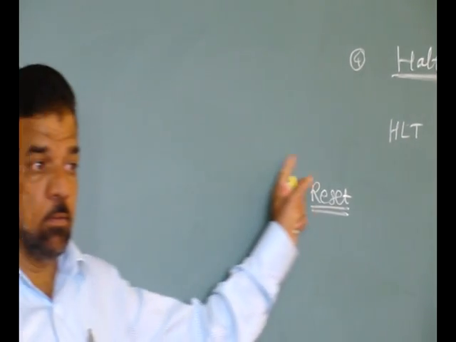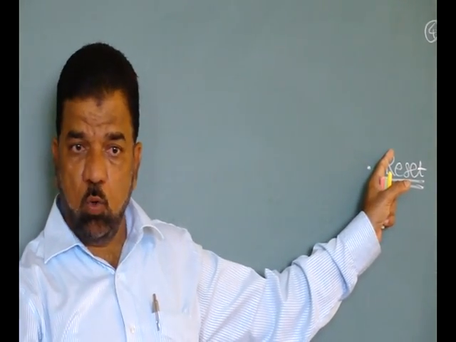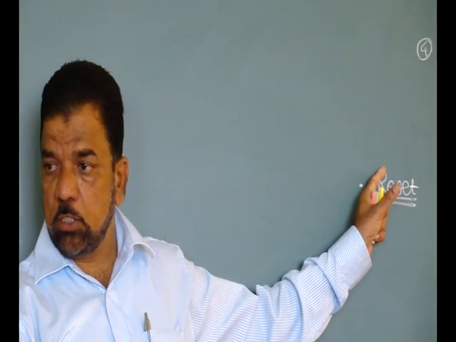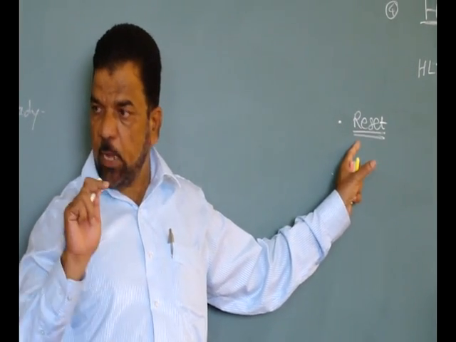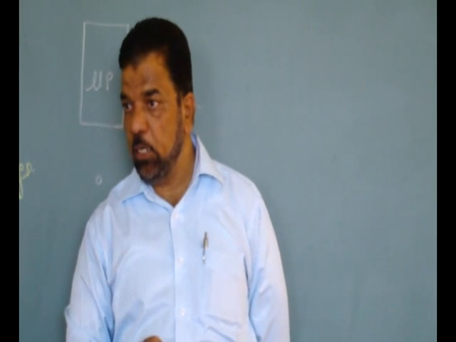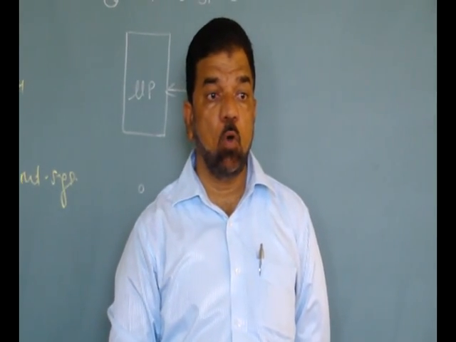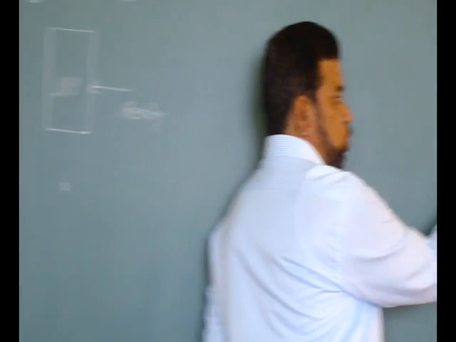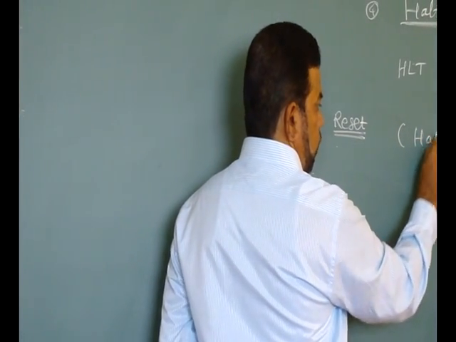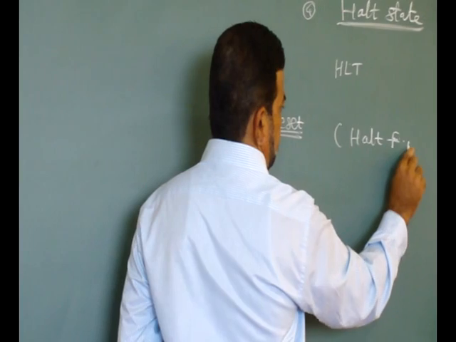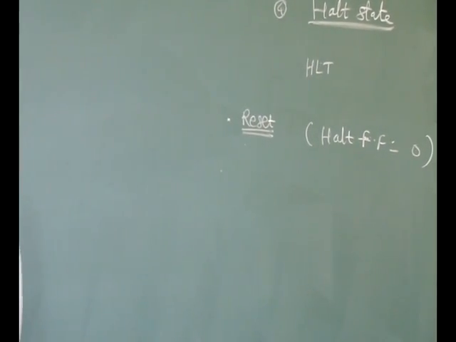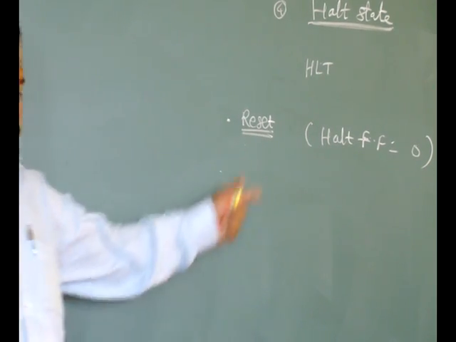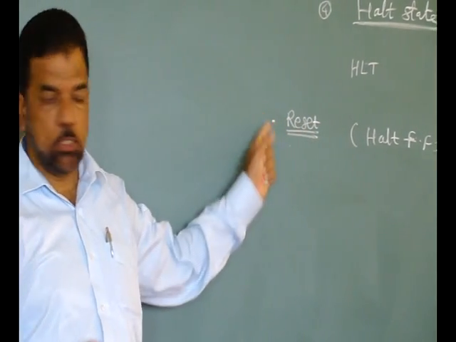So the important question is how to come out of halt state. The first solution is you can generate the reset. Manually, your reset key is there. If you press that reset key, the processor comes out of halt state. That means in response to this reset, the halt flip-flop becomes disabled, and because of that, the processor comes out of halt state.